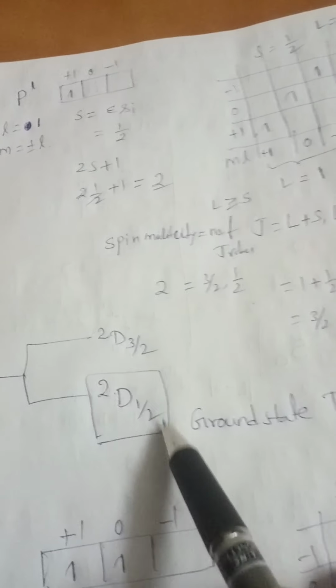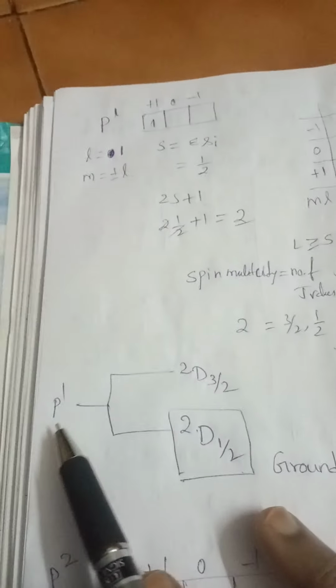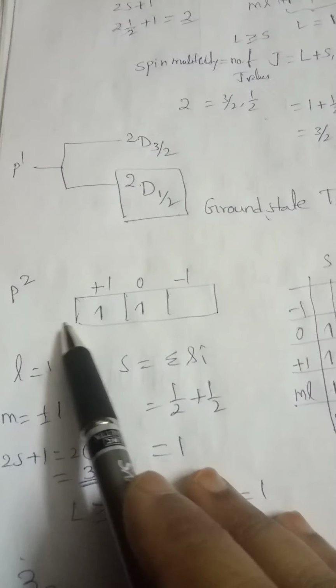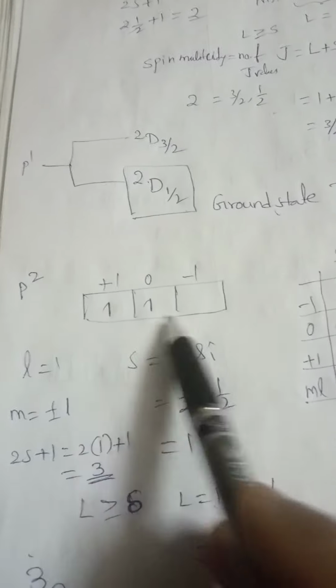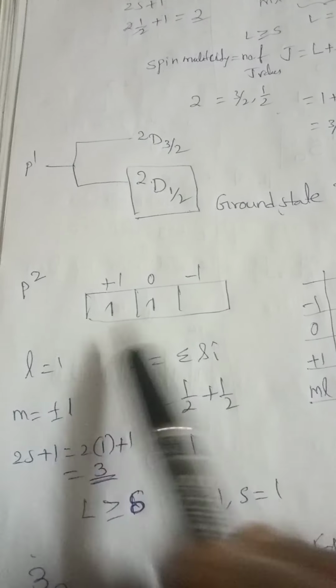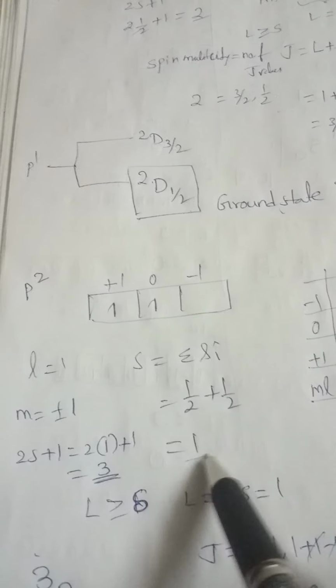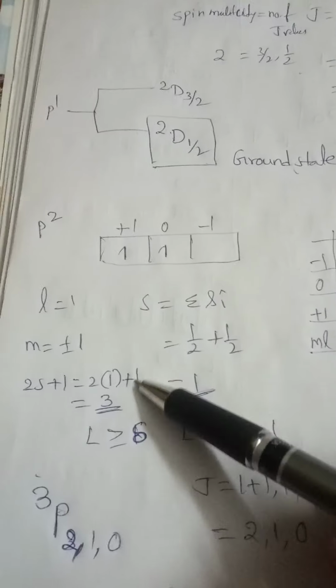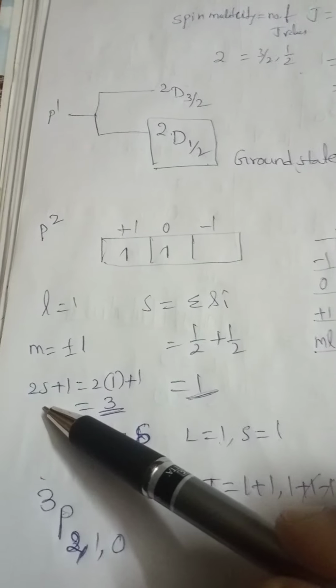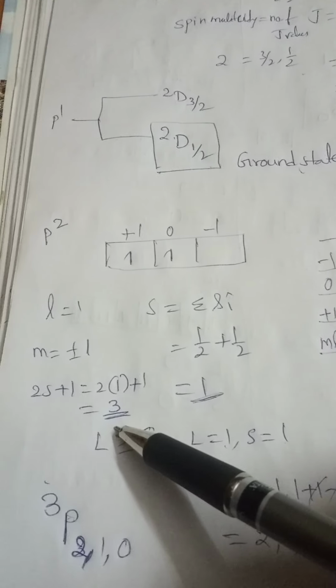So D 1/2 is the ground state term symbol for the p1 configuration. What about p2? Again we write 2 electrons in the p2 configuration, where the S value is the sum of spins, half plus half, which is 1. So the S value of the p2 configuration is 1. Again we put the spin multiplicity 2S plus 1, which is 3.